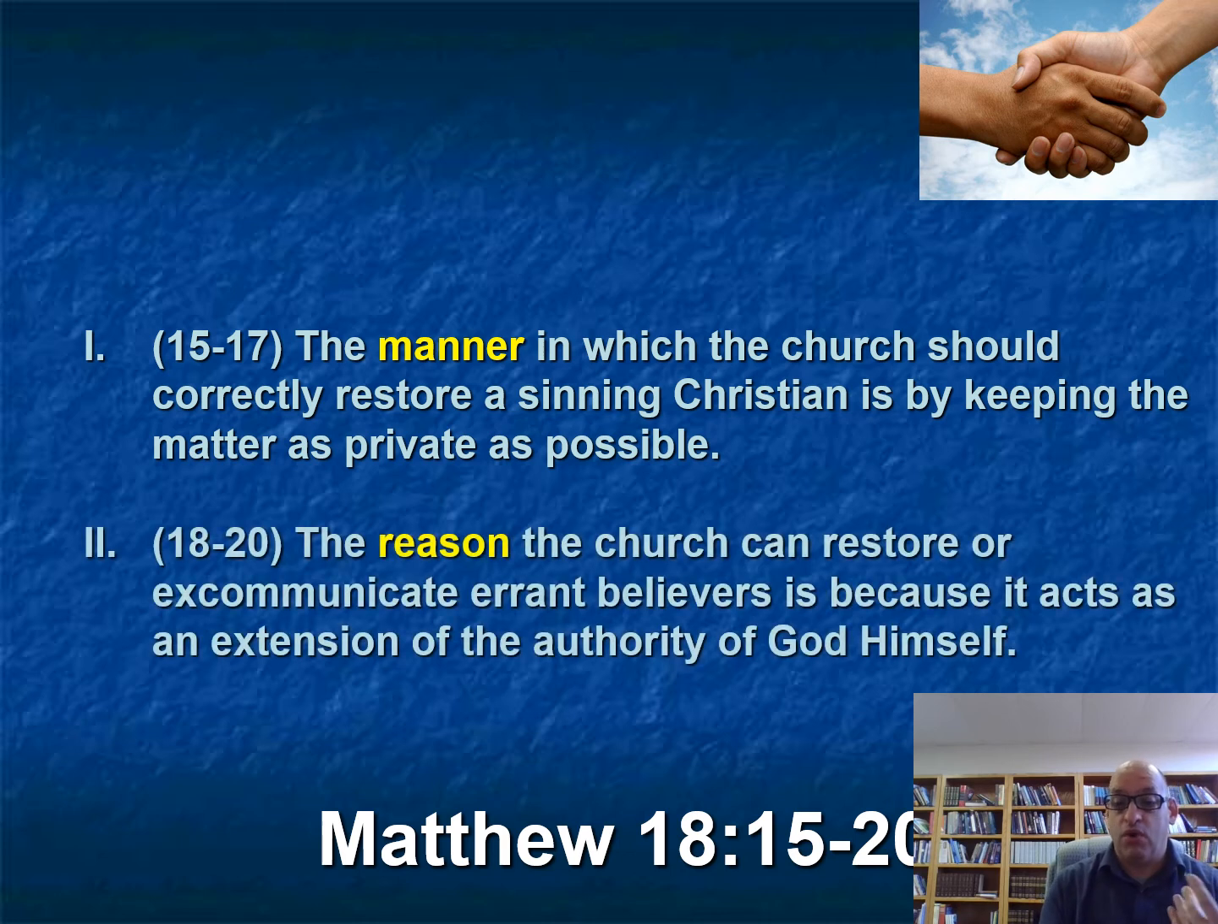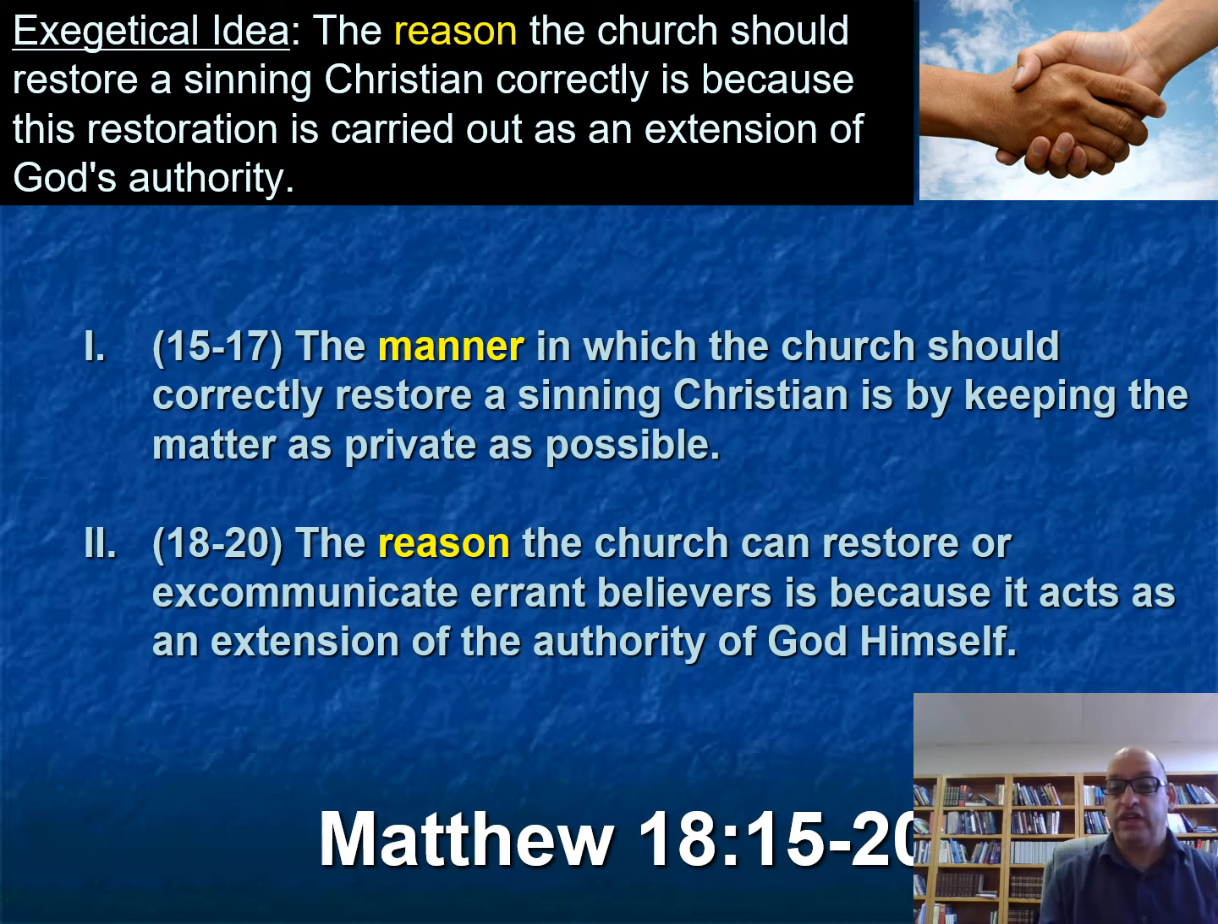Well, let me explain this some more. So think through the exegetical nature of your outline. So here's the second component of church discipline. The reason the church can restore or excommunicate an errant believer is because it acts as the extension of the authority of God himself. By these 2 points alone, while they're biblical and exegetically sound, they're not memorable enough, and so you'll have to do the tweaks along the way this week to bring it into more of a memorable, short, table of content driven type of sermon.